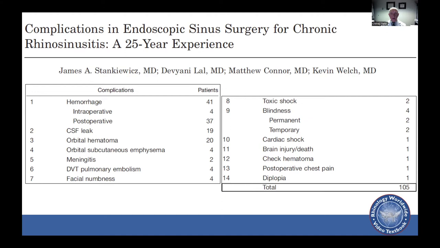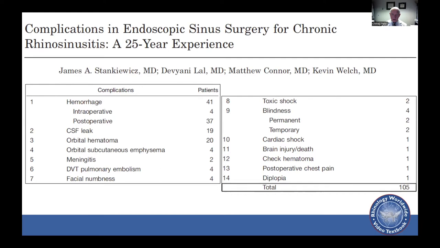The key thing to mention about this is that, for instance, my most recent CSF leak was a year ago. So no matter what your experience is, especially with doing difficult endoscopic sinus surgery with a computer or not, you still are at risk for CSF leaks, hemorrhage, and orbital hematoma. And especially with what we're doing with skull-base surgery today, you have to understand that at any time, one of these complications can occur.